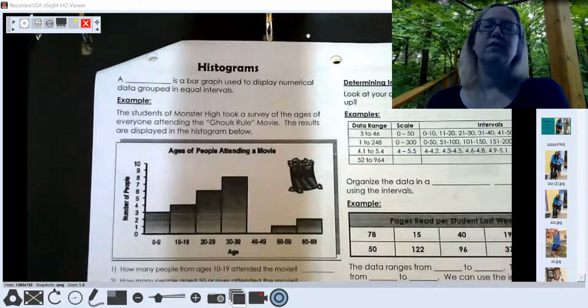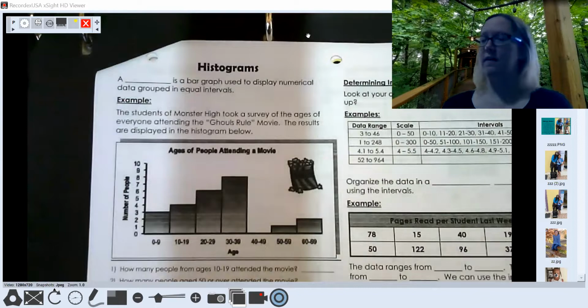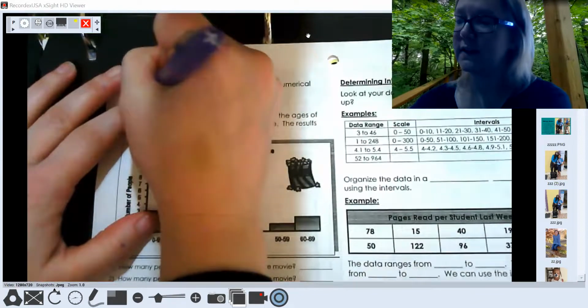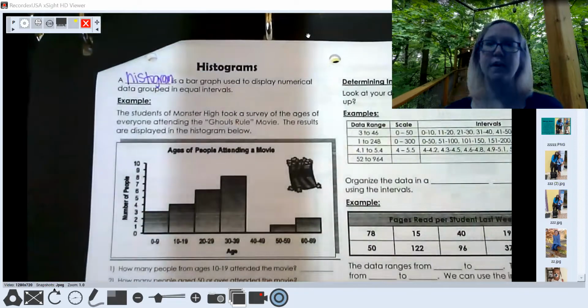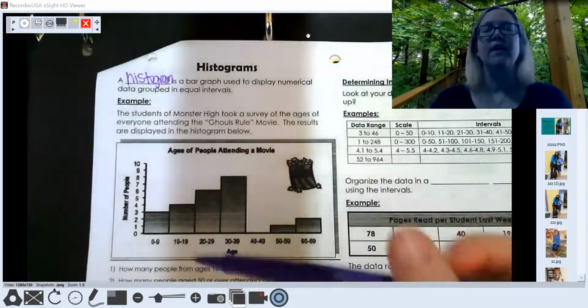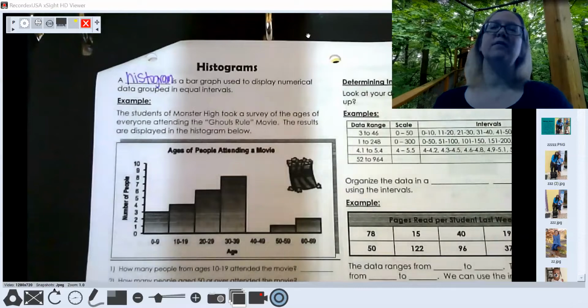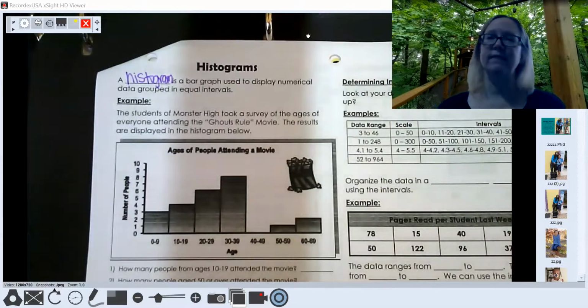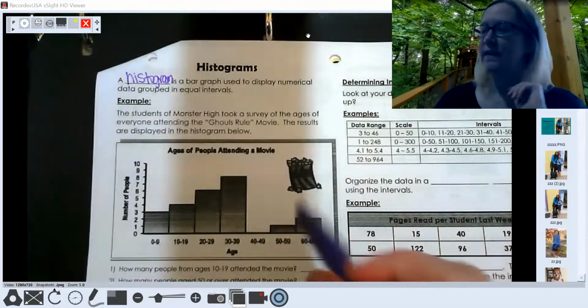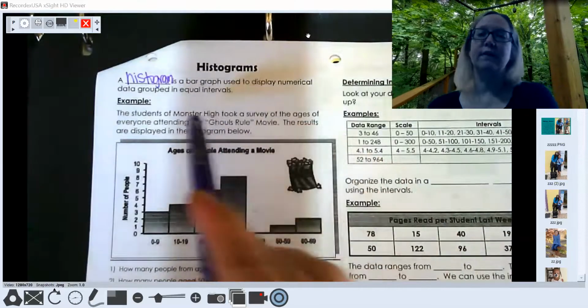All right, so let's look at page 13A, and this is talking about histograms. A histogram is a type of bar graph, which makes sense, right? It looks just like a bar graph. In the past, you may have done bar graphs where you ask people what's your favorite pet, or favorite singer, or favorite food, or pizza topping, whatever. But the difference here is that a histogram uses numerical data.